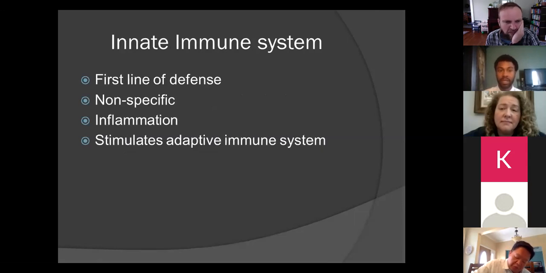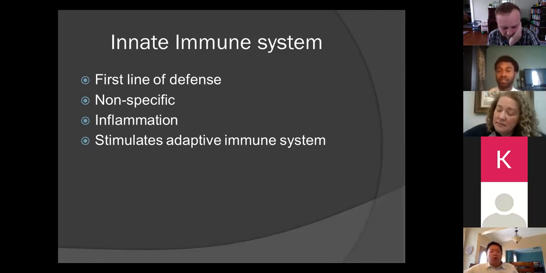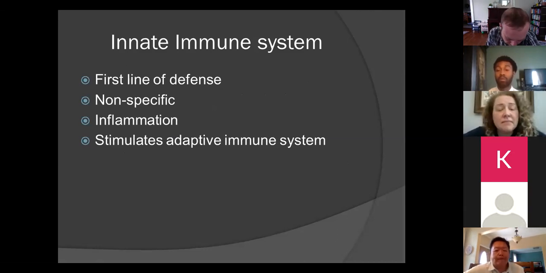Now, neuroinflammation is more a part of the innate immune system, which is kind of like your first line of defense. It's more non-specific. This is your body mounting a broad defense against whatever pathogen is coming in. So it's kind of like an Advil: a broad kind of thing you try to do.